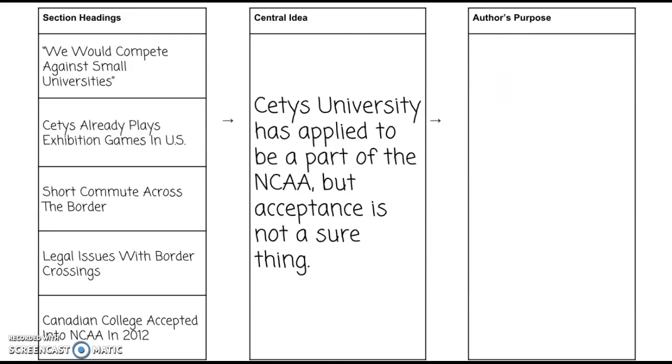For the example article, my section headings were: we would compete against small universities, CETUS already plays exhibition games in the US, short commute across the border, legal issues with border crossings, and Canadian college accepted into NCAA in 2012.